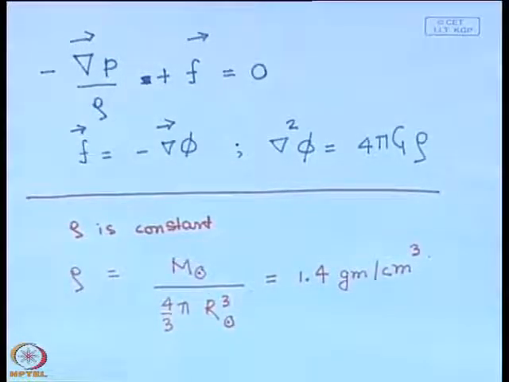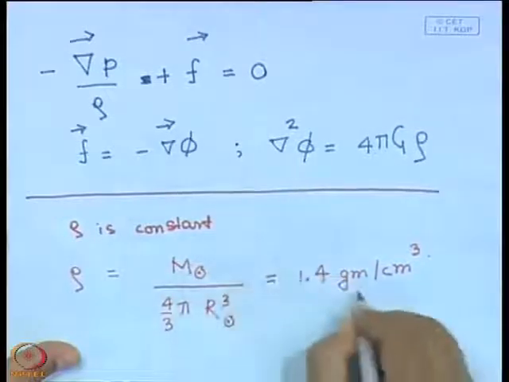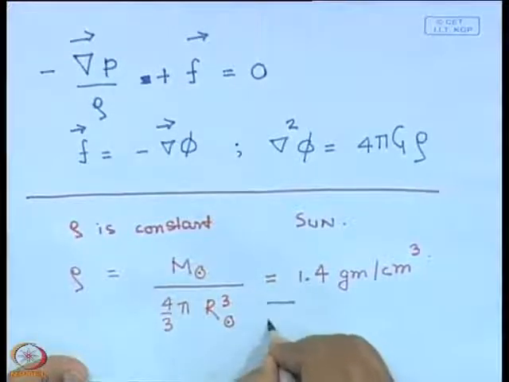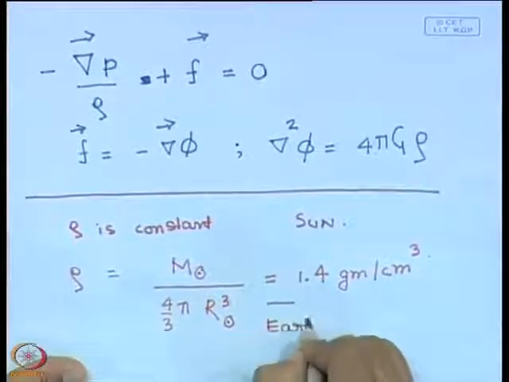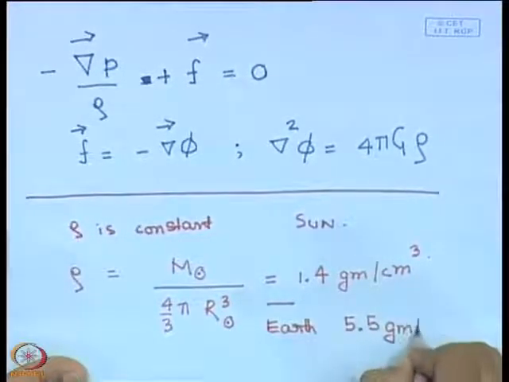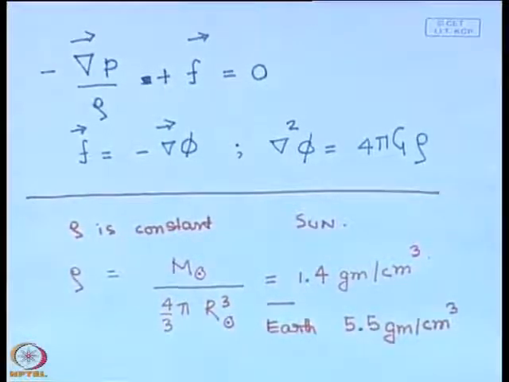Okay. So the density of the sun we see is comparable to the density of water, right. For comparison, let me also tell you the density of the earth. This is for the sun. The density of the earth is around 5.5 grams per centimeter cube. Okay, so the earth is roughly 4 times denser.